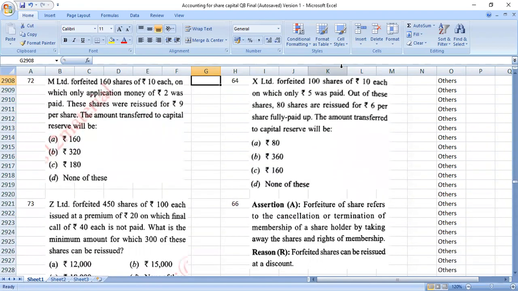X Limited forfeited 100 shares of 10 each, on which only 5 was paid. 80 shares were reissued for 6 per share as fully paid. Amount transferred to capital reserve will be? Gain on forfeiture is 5 rupees, only 5 is paid. Loss on reissue is 4 rupees, because 10 rupee share issued at 6 rupees is 4 rupees loss. 1 rupee is the profit. 80 shares தான் reissue பண்ணிருக்காங்க, 1 into 80. 80 is the correct answer.